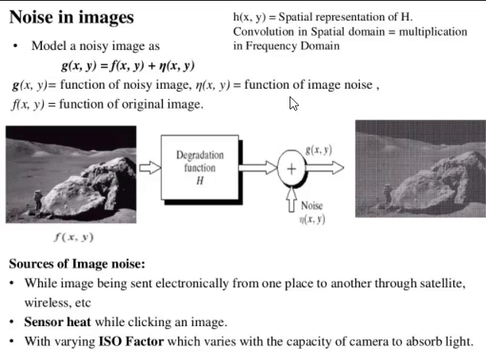So students, if we apply a degradation function h to the original image, we get the image g of x comma y. Now, where does this image noise come from? When an image is sent electronically from one place to another through a satellite, there may be image noise. We can remove this noise and get the original image.